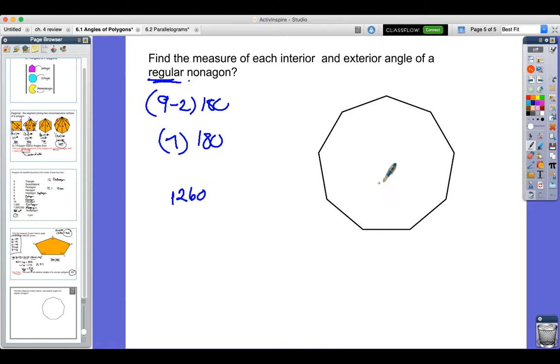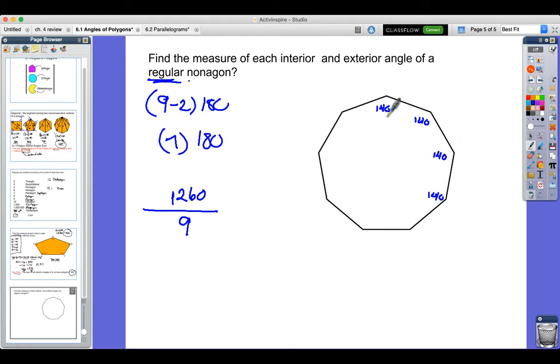Now here's the thing. We don't have anything on the inside to represent it, but that's fine because they are all equal. And because they are all equal, you can just divide it by the number of angles we have, which is 9. So we take that 1260 divided by 9, and we get 140. So each of these is 140 right here.